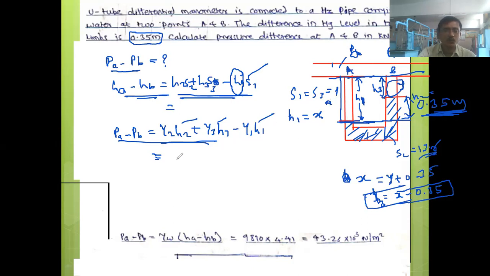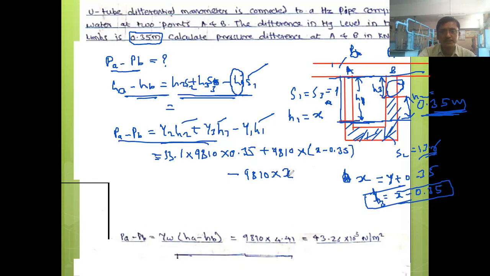Okay. So what I can write here, gamma 2, it will be 13.6 into 9810 into H2, 0.35, plus gamma 3, that is 9810 into, instead of H3, now I can write X minus 0.35, minus gamma 1, that is again 9810, because water is there, into X, instead of H1 we used the notation X. So there is one X here and there is another X here. So both will get cancelled and you will get just the value here.